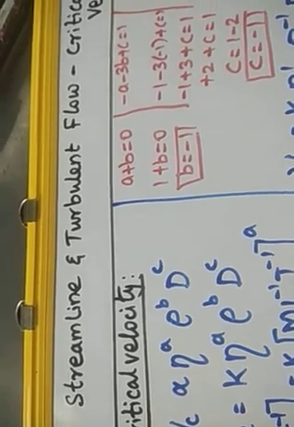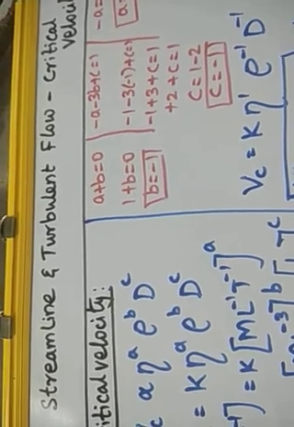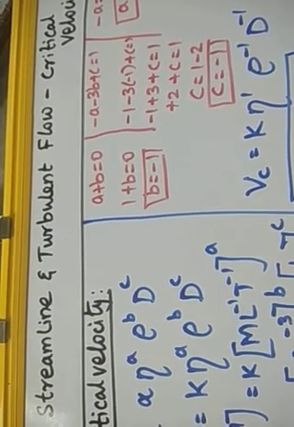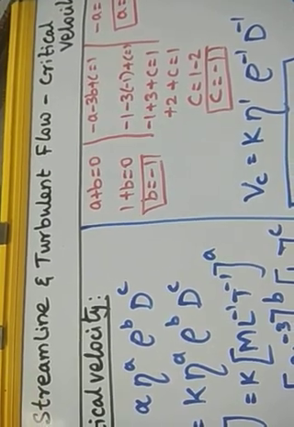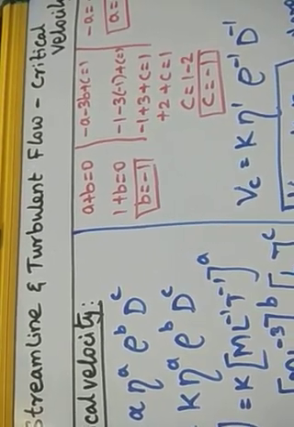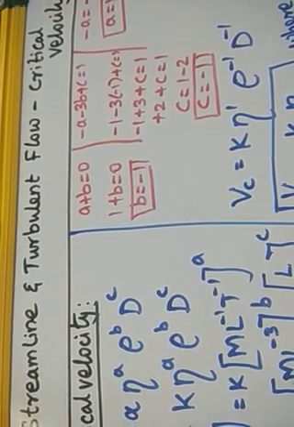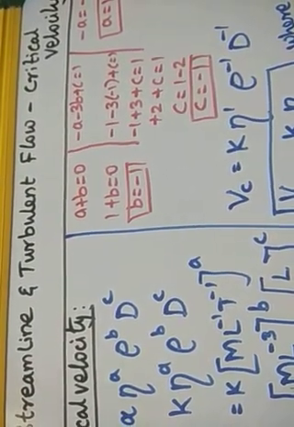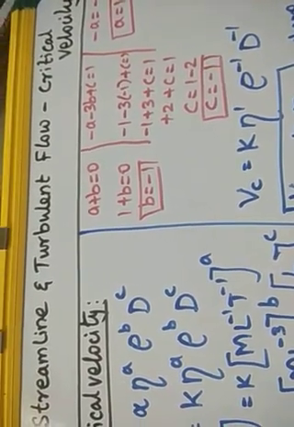Streamlined and turbulent flow, critical velocity. So the streamlined flow is when a liquid flows such that each particle of the liquid passing through a given point moves along the same path and has the same velocity as its predecessor. The flow is called streamlined flow or steady flow.